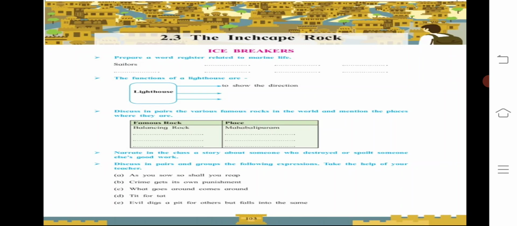Already we have studied what is meant by register. Register means the terminology, the concepts, the words related to a particular field or sector. Here the given term is marine life. So we have to find out the words, concepts, phrases related to marine life. So first let me tell you what is meant by marine life.